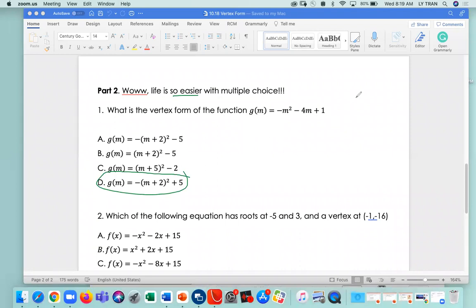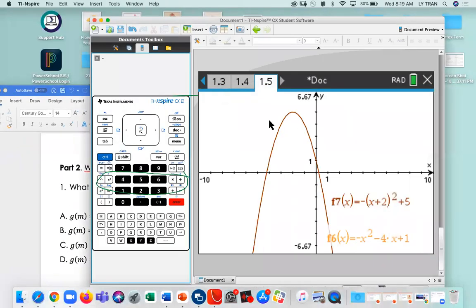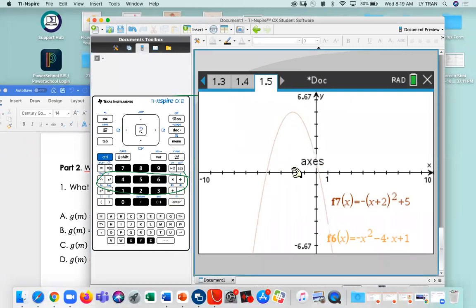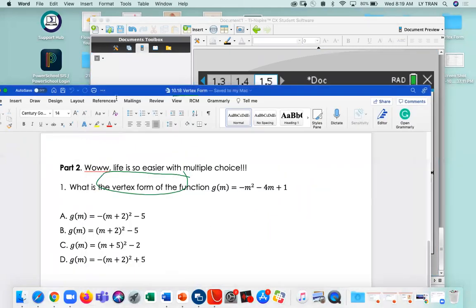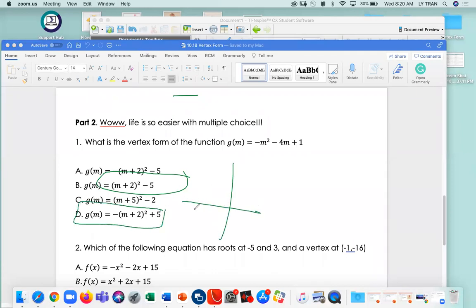You can scan the graph and you can see for yourself our vertex. The vertex is up here, so it's going to be -2 and 5. So checking this answer, we have vertex -2 and 5. Our vertex is, oh, not a good picture at all, -2 and 5.